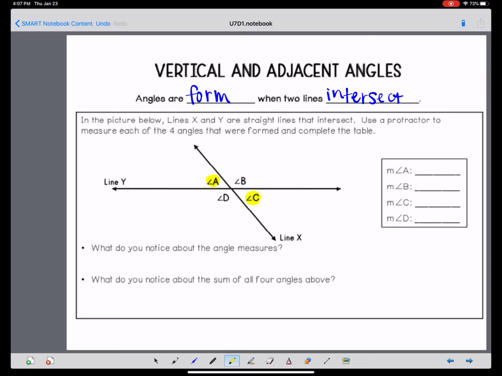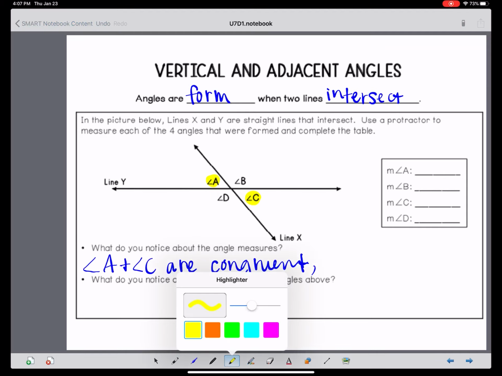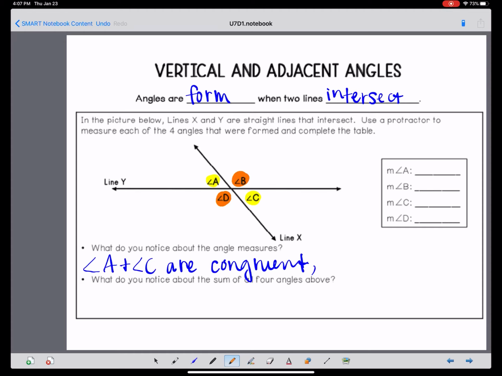Angle A and angle C are equal angles, or in other words, they are congruent. So I'm going to say they're the same size. So angle A and angle C are congruent. That being said, let's use a different color. Angle B and angle D are also congruent. They are the same size, or you could say equal. So what do you notice about the sum of all four angles above?